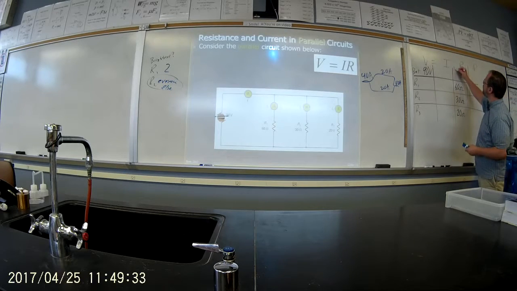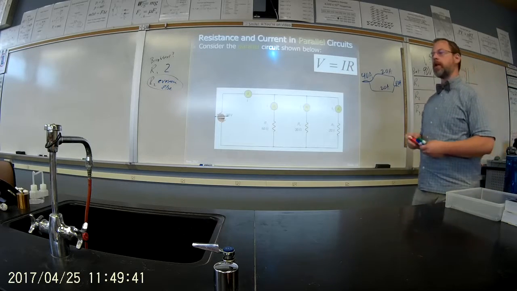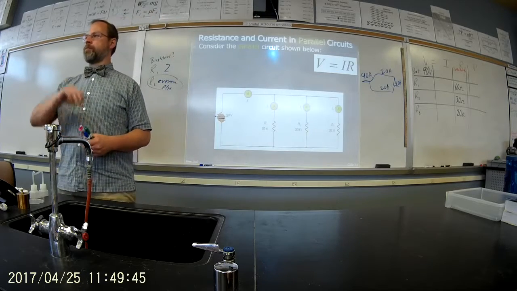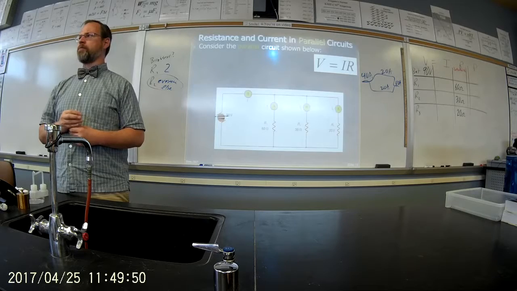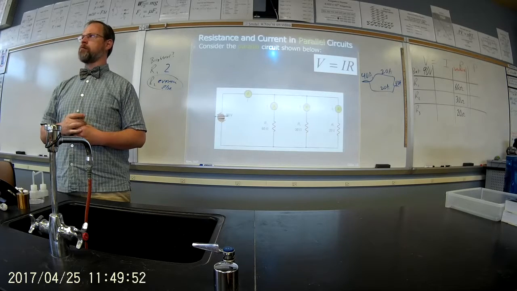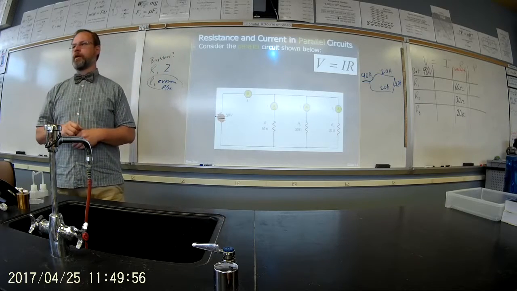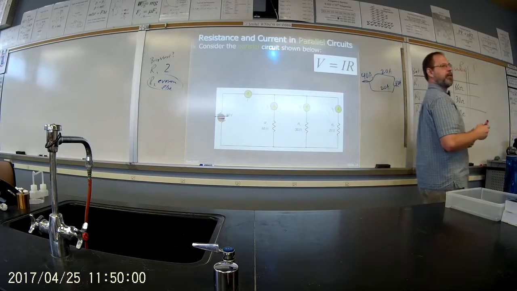I'm going to go 1 over 60 plus 1 over 30 plus 1 over 20, and then that's going to be 1 over RP. So 1 over 60 plus 1 over 20 plus 1 over 30, enter reciprocal, or enter x to the negative 1 power, whatever your calculator happens to have. 10? Do we agree it's 10 ohms?